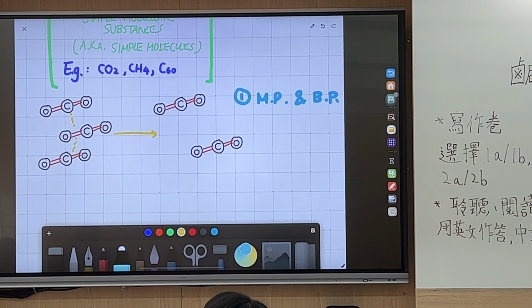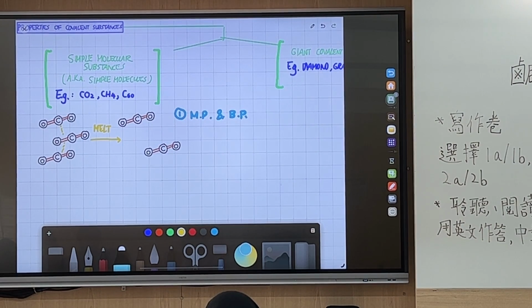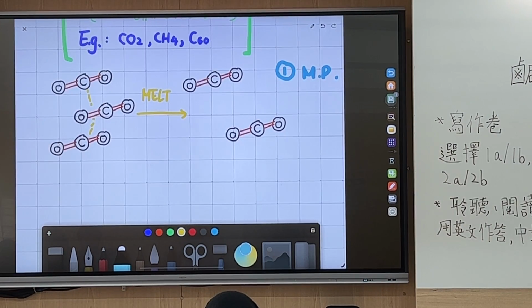So can you put that down? When you melt or boil simple molecular substances, you only need to break the weak intermolecular forces. The covalent bonds remain intact.